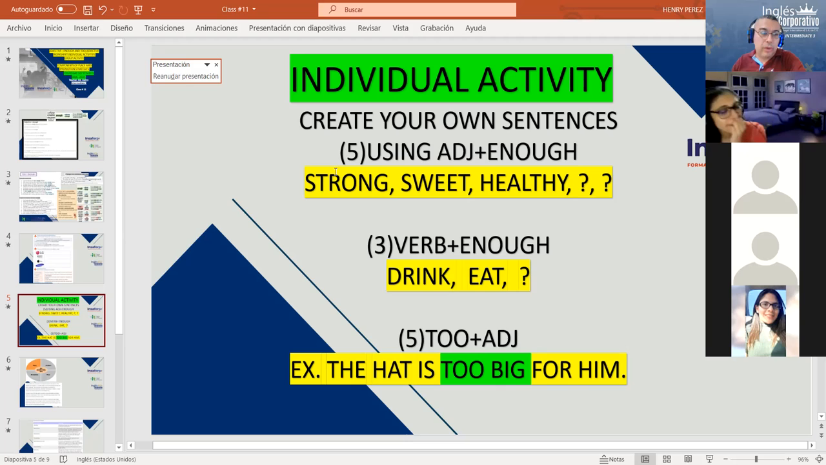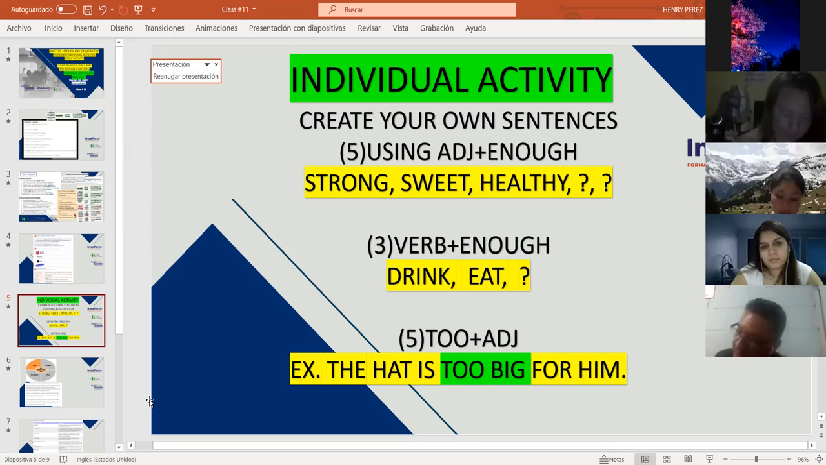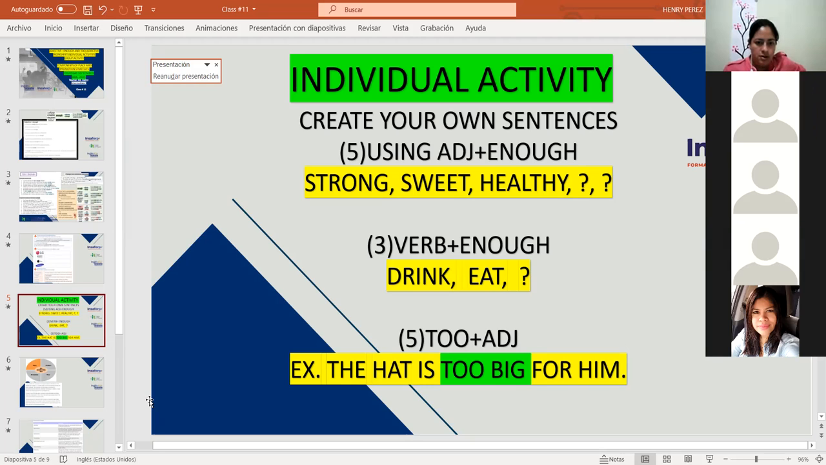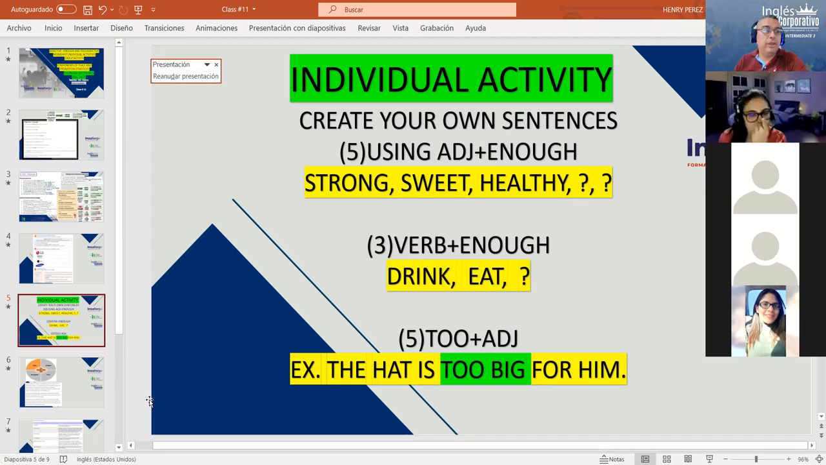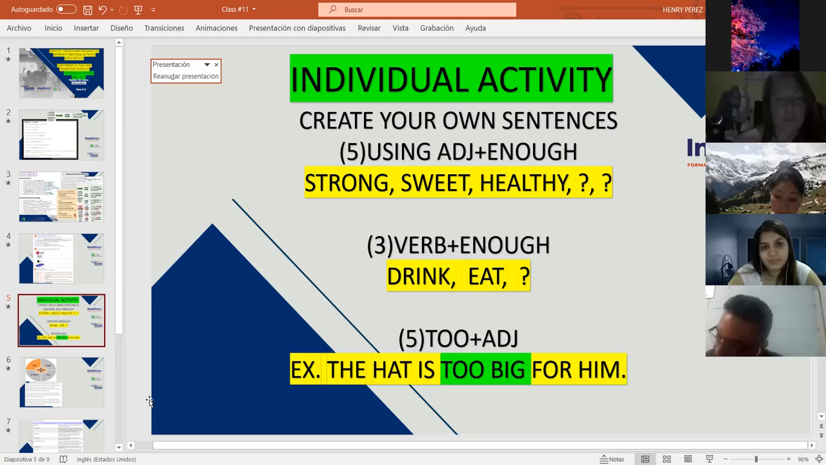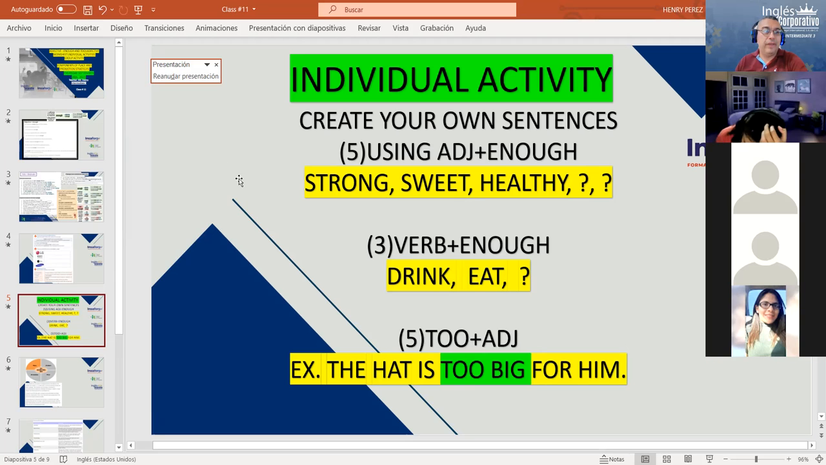Now I want to ask you, do you want to do this in pairs or individual? ¿Quién lo quiere hacer en pares? Who wants to do it in pairs? Or you want to do it individually? If you want to do it in pairs, I can put you in pairs. And if you want to do it individually, you can stay here individually also. It's up to you. Who wants to do it in pairs? Okay, no one? All right, great. All right, do challenge yourself. That is awesome.